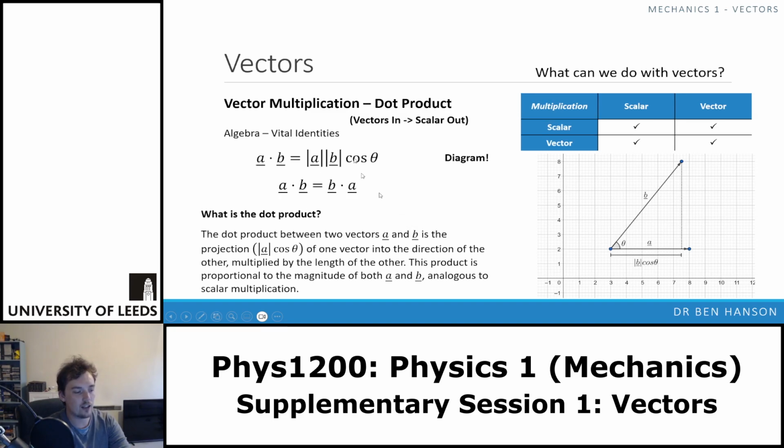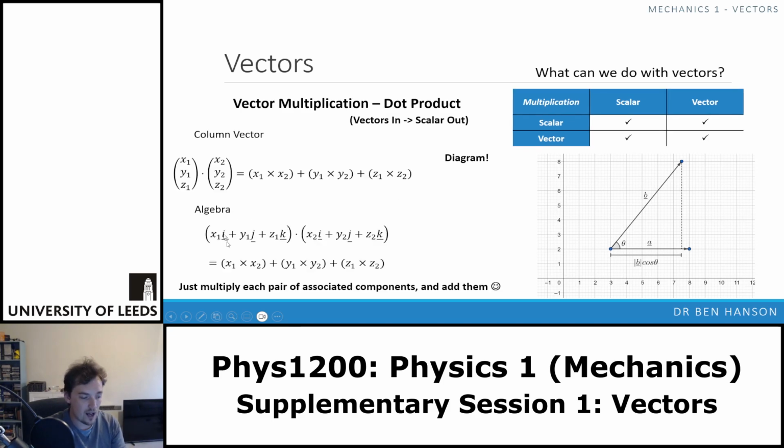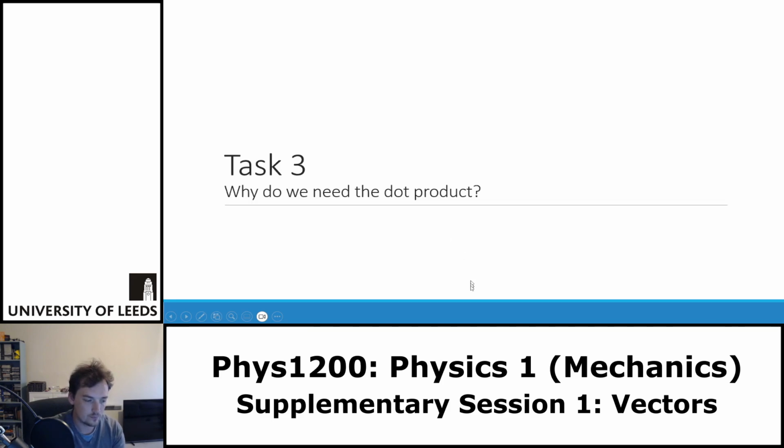i, j, and k are at right angles to each other, so cos theta is 0. So if i and j are at right angles, anything that is x1 times y2, x1 times z2, that's going to be 0, because i dot j is 0, i dot k is 0, because they're at right angles. But i dot i, they're in the same direction. Cos theta equals 1, so that x1 times x2 stays. You get x1 times x2, y1 times y2, z1 times z2. Just multiply each pair of associated components and add them. Nice.